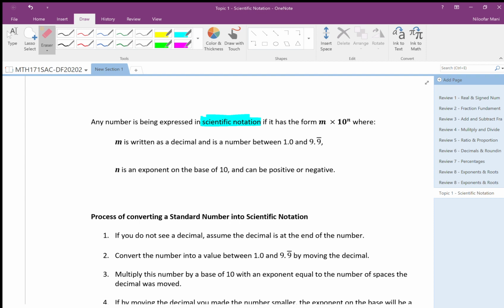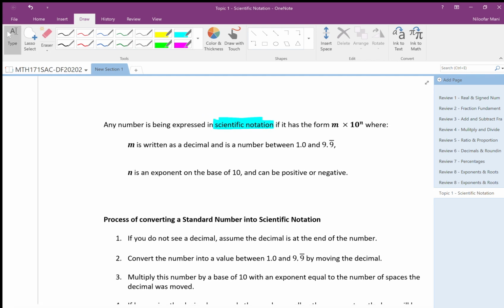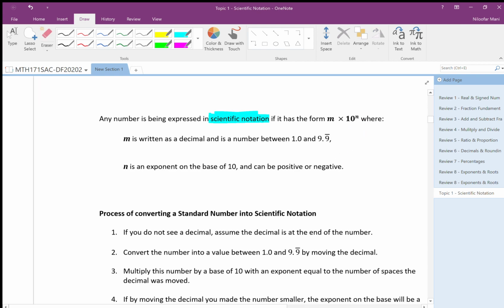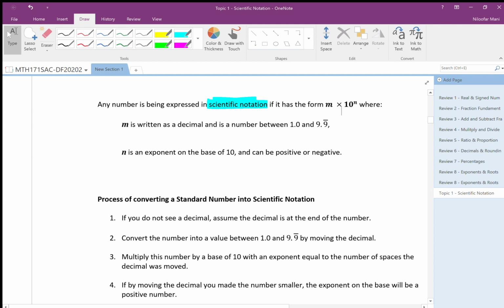So instead of just showing my numbers, I change it to scientific notation. How do I change it? We want all to be the same, so we use just this rule. My number is expressed in scientific notation if my number is this way. But what do I mean by m? What do I need to have for m? What do I need to have for n? First of all, this should be the number.